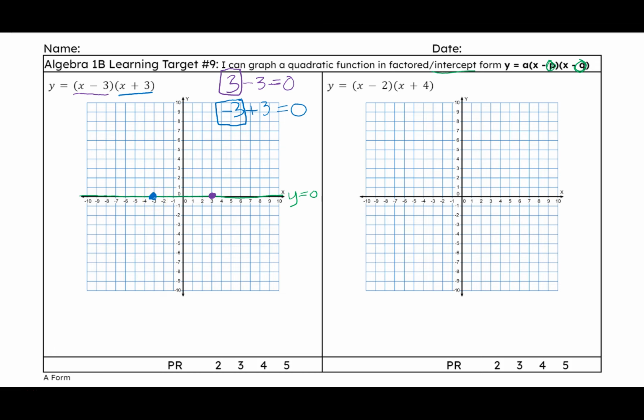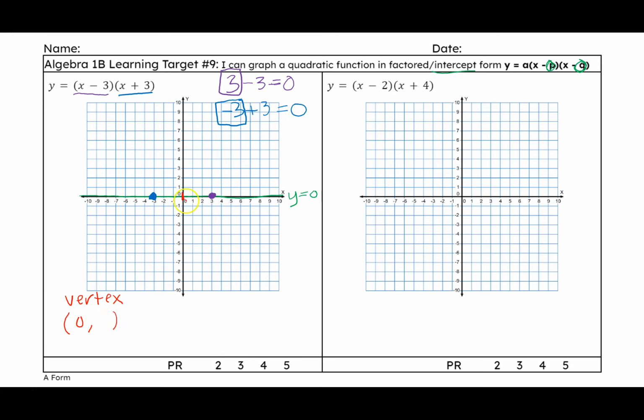Wow, I've got 2 points already. Now I just need a third one. The third one will be your vertex. It will be the point that is halfway in between these 2 points that you just plotted. So let's find that vertex. I'll do this one in red. So your vertex, let's see, I need to find where is halfway in between these 2 numbers. Oh, I think it's actually right here on the y-axis. It's at 0.